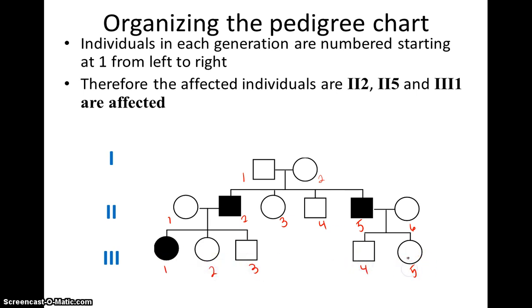So to recap, Roman numerals for the generations, 1, 2, 3. You could have 4 or more generations, and then just 1 on in going from left to right. So in here, individuals II-2, II-5, and III-1 are all affected with whatever this trait is. And so again, that just gives us a common language.